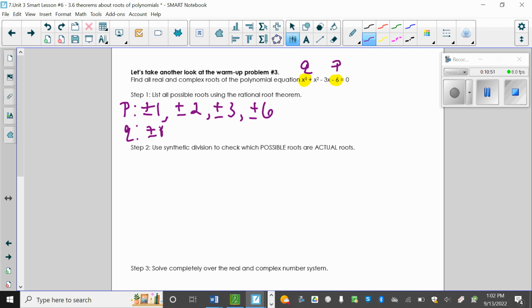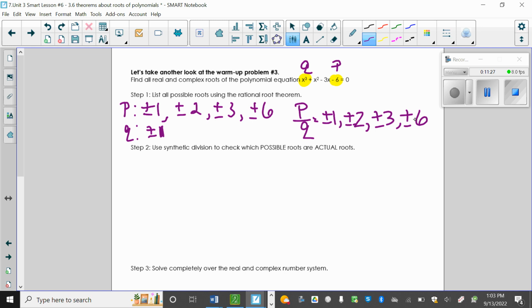So the rational root theorem says any rational root will be of the form p divided by q. If I take p divided by q, 1 divided by 1 gives me 1. 2 divided by 1 gives me 2. 3 divided by 1 gives me 3. And 6 divided by 1 gives me 6. So I have 8 possible zeros here: positive 1, positive 2, positive 3, positive 6, or negative 1, negative 2, negative 3, negative 6.